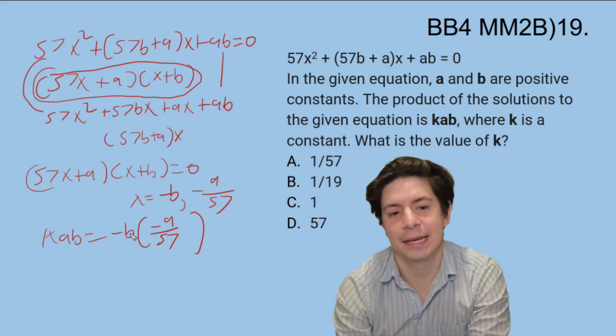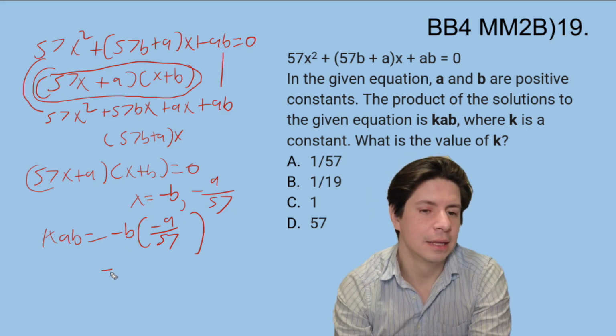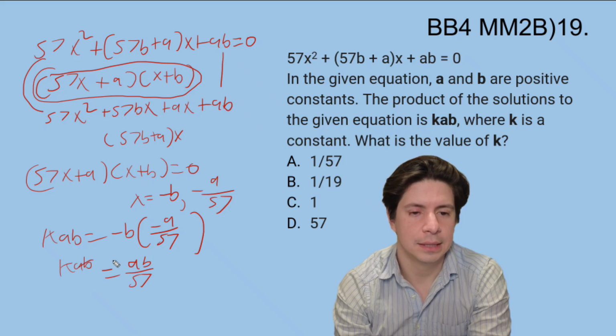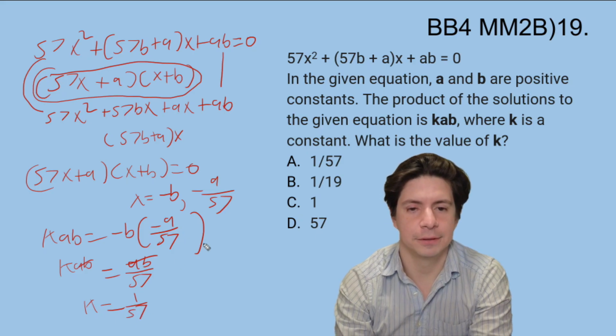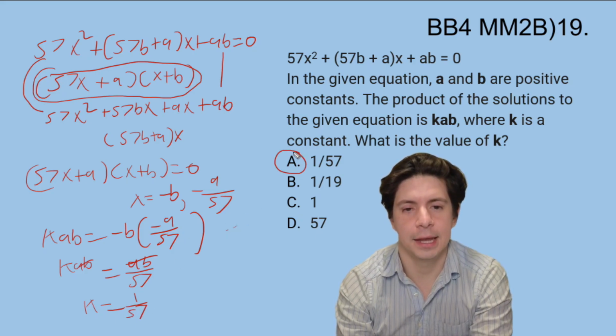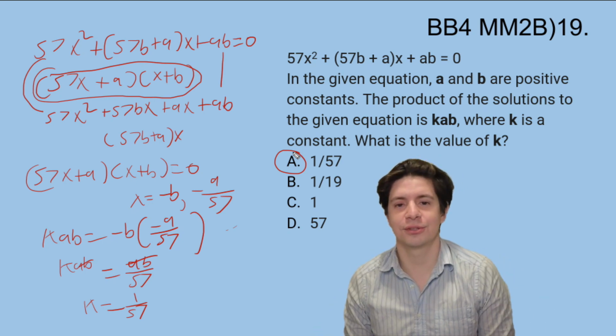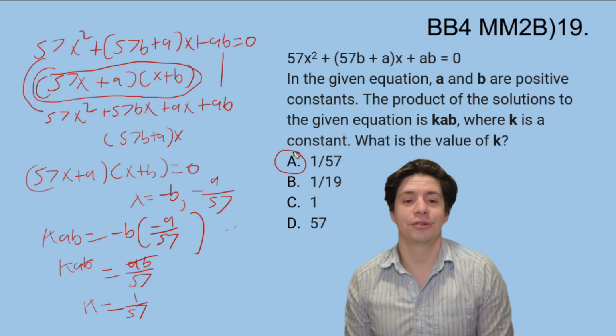What happens is we have negative b times negative a. The negatives cancel, so we get ab over 57 equals kab. The ab's cancel, so k equals 1 over 57. And it's A. And you're like, wow, Sebastian, how did you get this? How is this possible? This looks crazy. And I want to let you know it's not crazy.